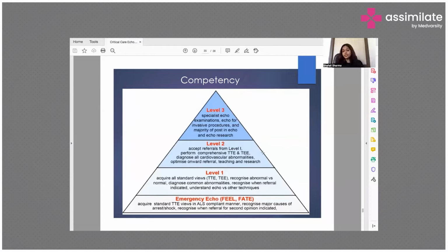The level 2 person should accept referral from level 1. That is, for level 2 and level 3, you will have to call the cardiologists and the echocardiographers, where they can perform level 2 and level 3 specialist echo examinations, echo for any invasive procedure, and the majority of post-op echo and echo research.